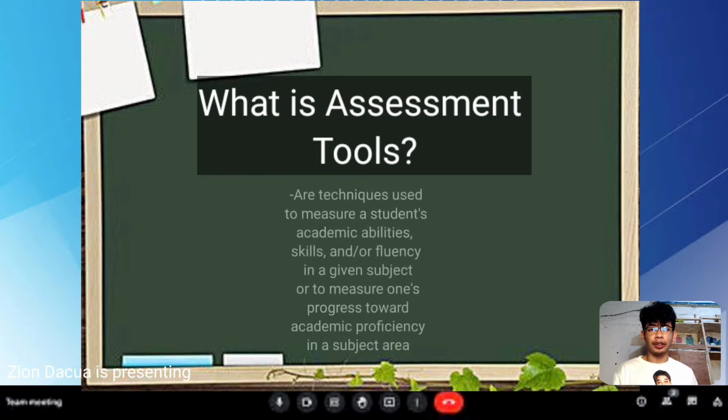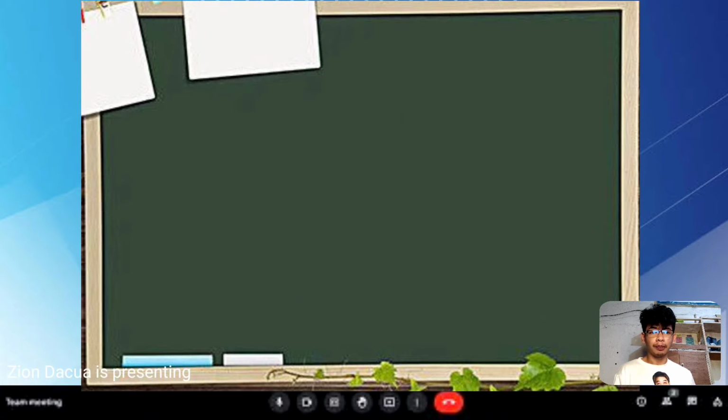Assessment tools are used to measure a student's abilities, skills, and or fluency in a given subject, or to measure one's progress towards academic proficiency in a specific subject area. So an educational assessment tool is used for evaluating things to enhance performance and the level of knowledge in a particular subject. Assessment tools can also be used during the learning process or on an ongoing basis.